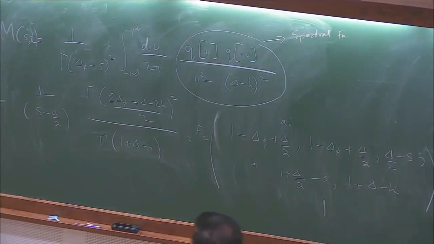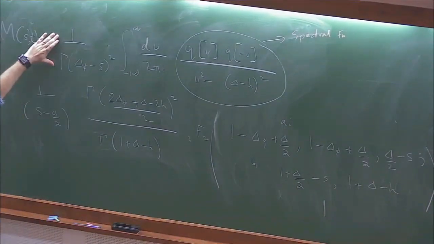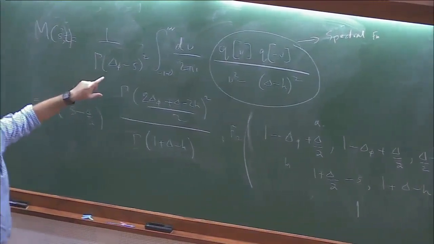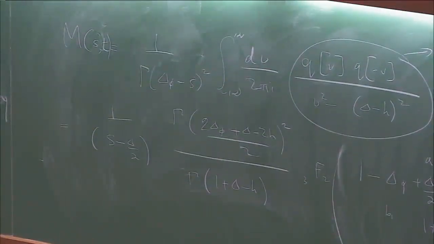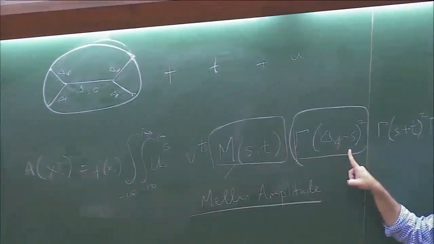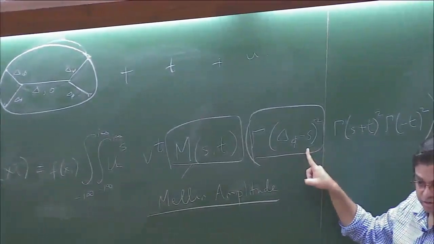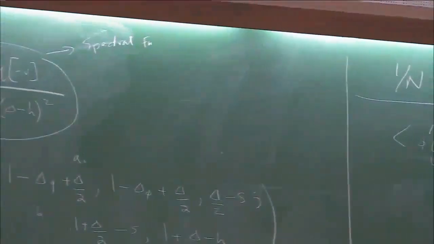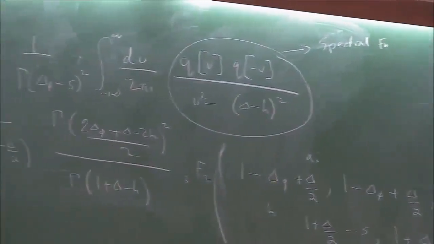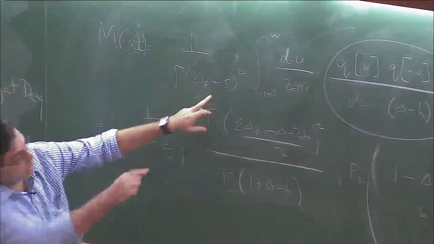So there are two things to observe here. Once you do this calculation, you end up getting contributions from this double pole. Gamma of delta phi minus s, whole square, has double poles at s equal to delta phi plus n. When you do this calculation exactly, you get contributions from the double pole, because this gamma of delta phi minus s squared cancels out.